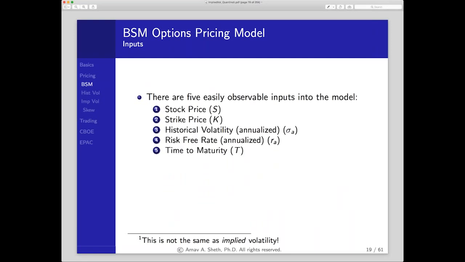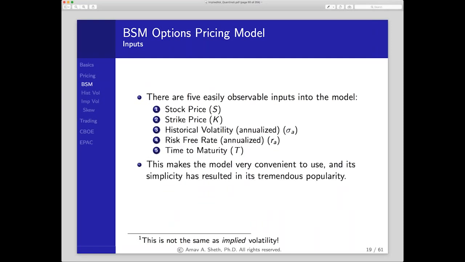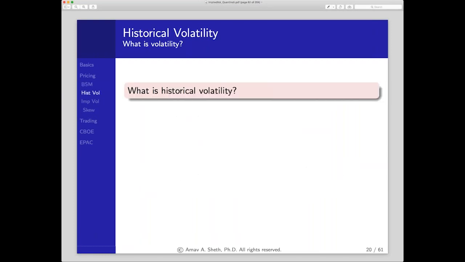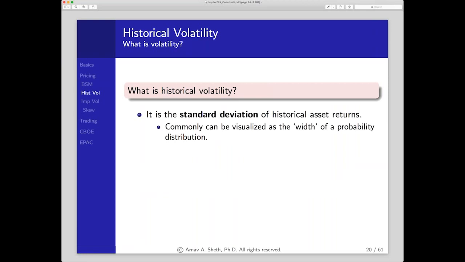Now, the nice thing about the Black-Scholes model is there are 5 easily observable inputs into the model, and this makes the model very convenient to use, and that's also why it has become so popular. The focus of this talk is historical volatility, which is number 3. So, what is historical volatility? When we're talking about historical volatility, we're talking about the standard deviation of historical asset returns.